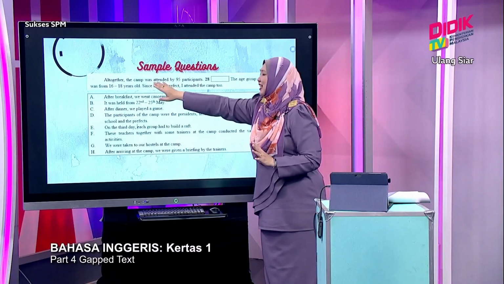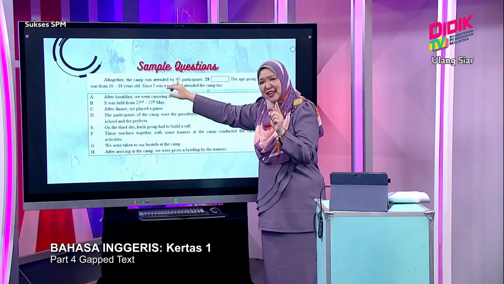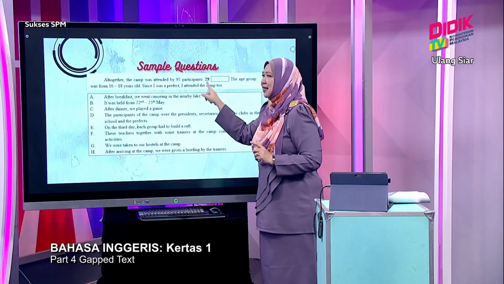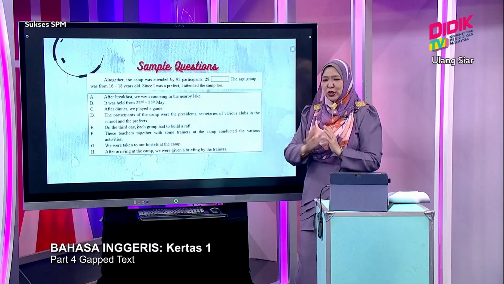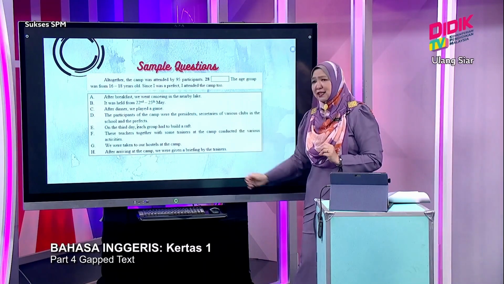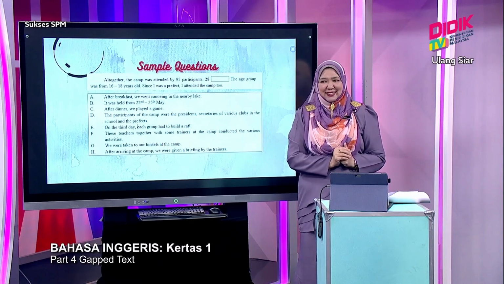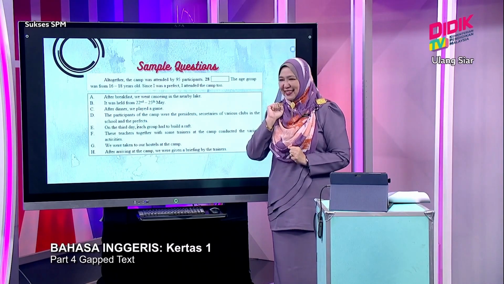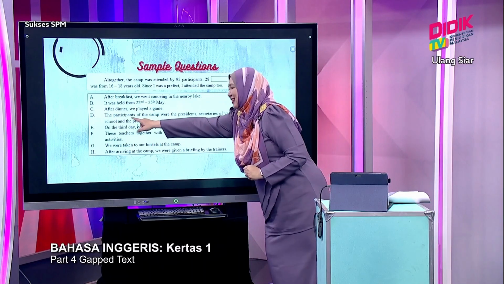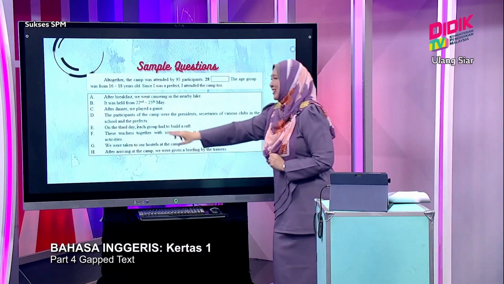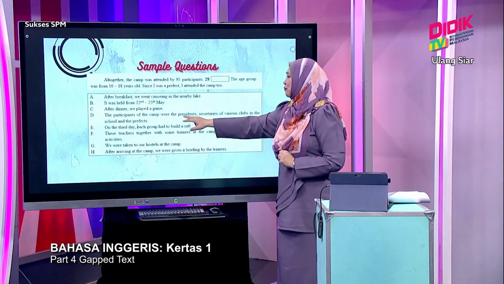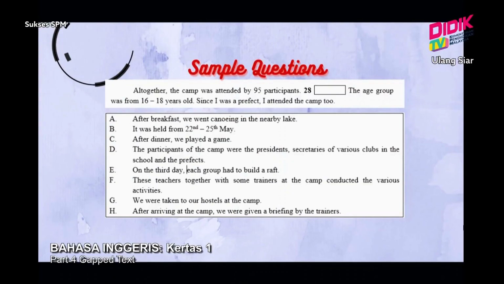"The camp was attended by 95 participants." So do you have any participant in the options of the answer? It will be D. That's right. "The participants of the camp were the presidents, secretaries of various clubs in the schools and the prefects." So here, that is the answer.